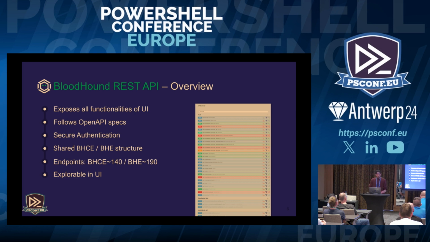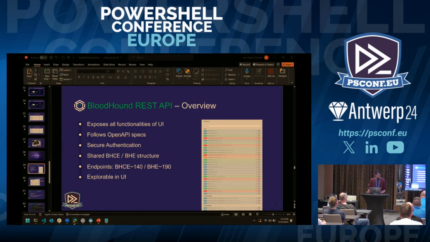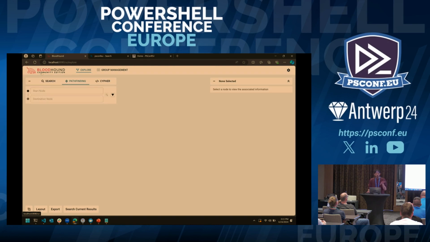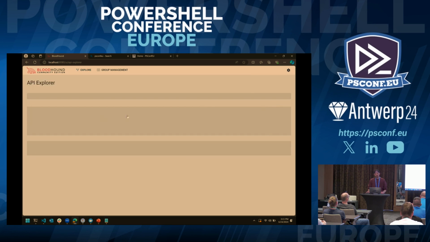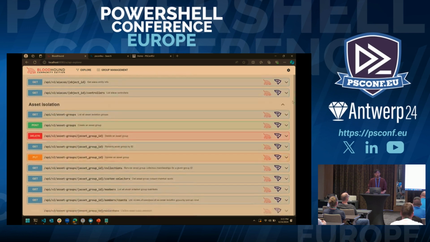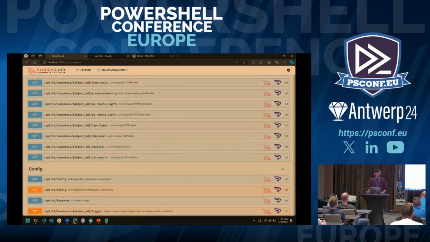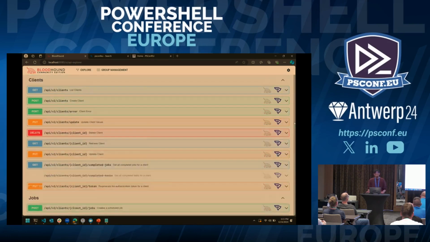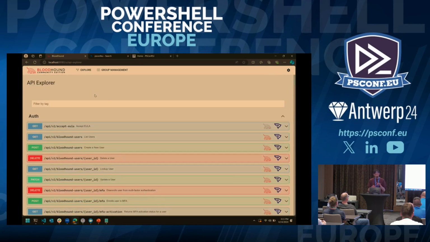And yeah, it's all explorable in the UI. I can show you that quickly. I have a Bloodhound here. So, wait, let me go back. So that's what the new Bloodhound looks like. You see it runs in your browser. And then if I go to API Explorer here, you will see all the different endpoints you can talk to, and you see there's actually quite a lot. All right. And I got it all covered. So you can do all this with your favorite PowerShell syntax.